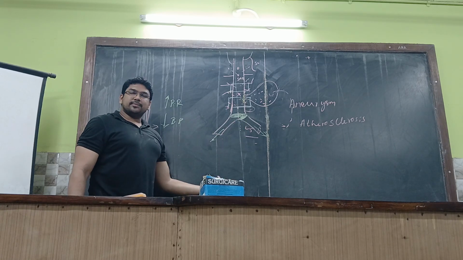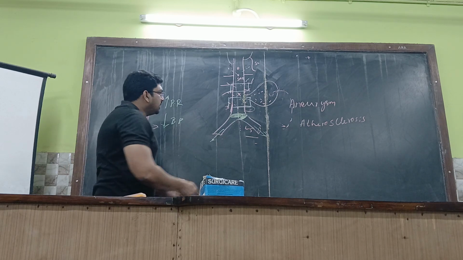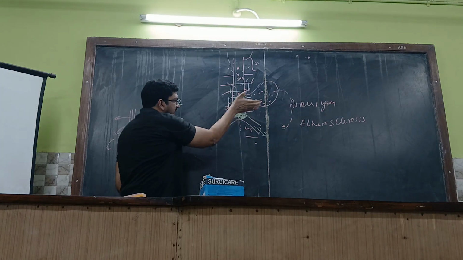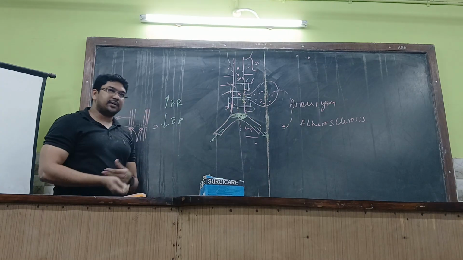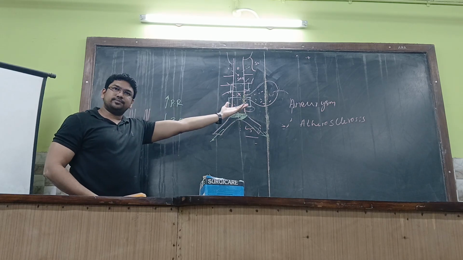Exactly, the lower limbs will become ischemic, followed by gradual necrosis. So for this, what are we supposed to do? We have to remove this part of the aorta and bypass it. What is bypass? You are joining this thing with this thing over here through another channel. That is called the bypass.